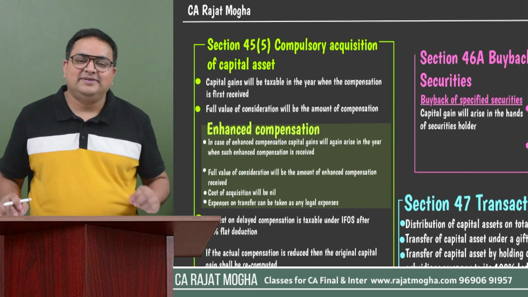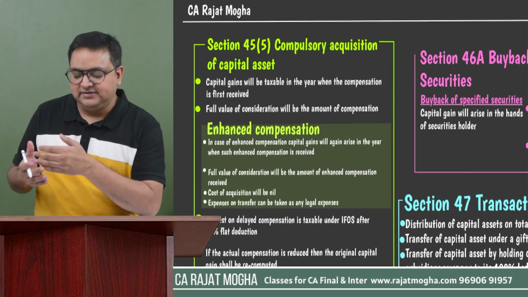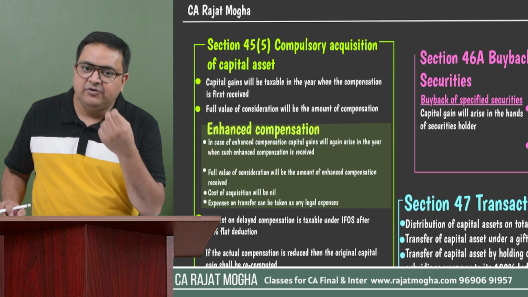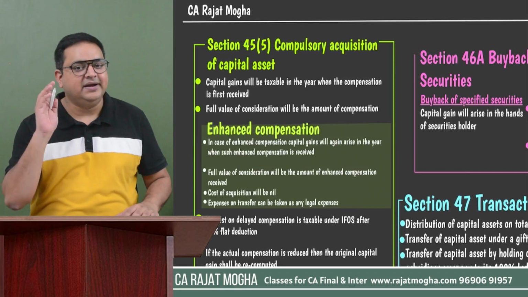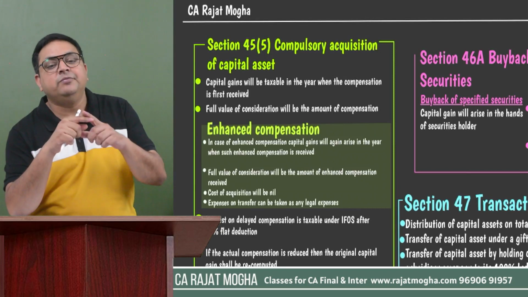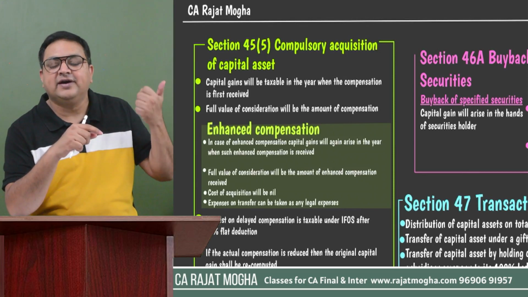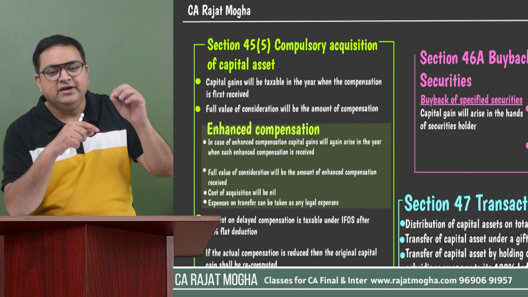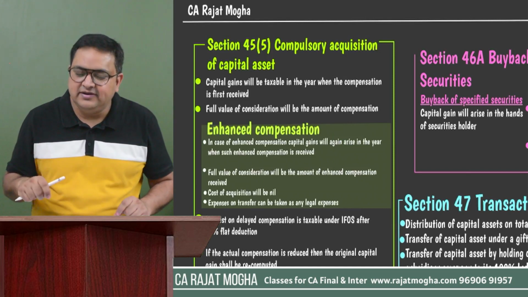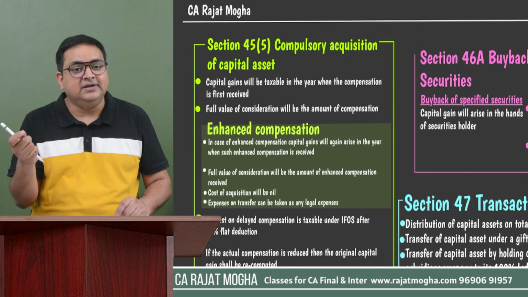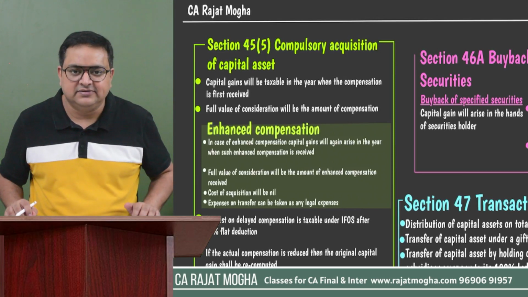And second, it says that if there is an enhanced compensation, let's say the assessee disputes this with the government and says, you have given me less compensation, I would like to get more. Whenever the assessee receives enhanced compensation, then again capital gain will arise. And what will be the cost of acquisition? Nil in that case. Why nil? Because you have already taken the benefit of cost of acquisition when you calculated the original amount. Whatever the extra compensation is, it would be taxable in the year when it is actually received. But please take COA and COI as nil. Expenses on transfer you can take, whatever the litigation expenses, legal expenses, you can deduct those.